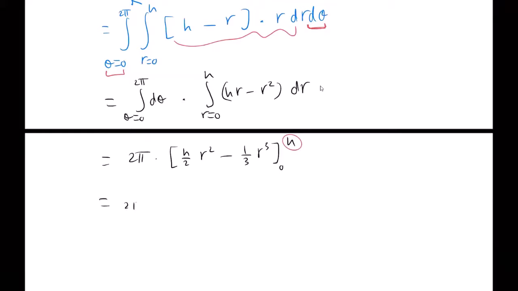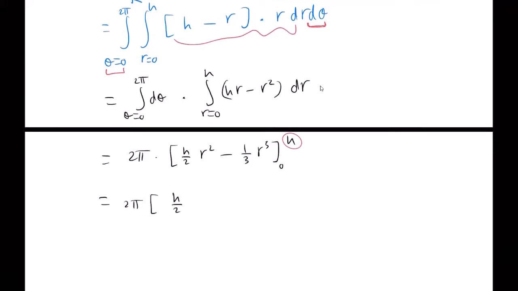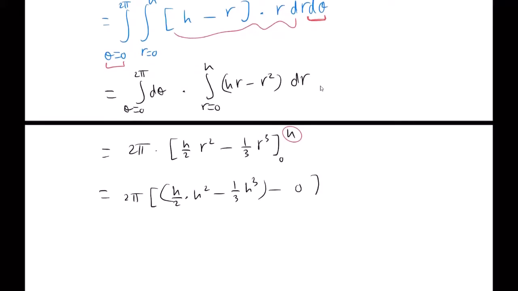So it's 2 pi times, plug in the h instead of r. So we get h over 2 times h squared minus 1/3 h cubed. Then plugging in 0 gives 0, because r squared and r cubed will be 0. At the end we get 2 pi times h cubed over 2 minus h cubed over 3.